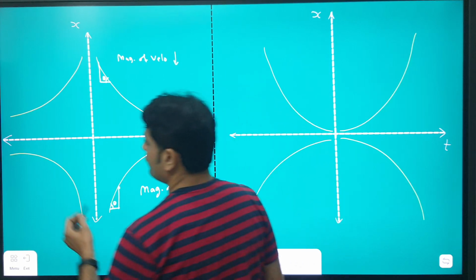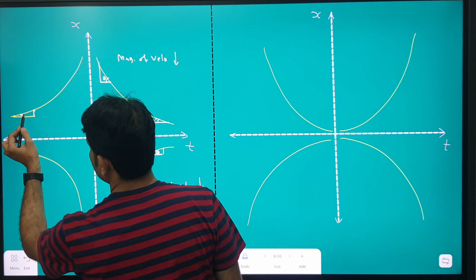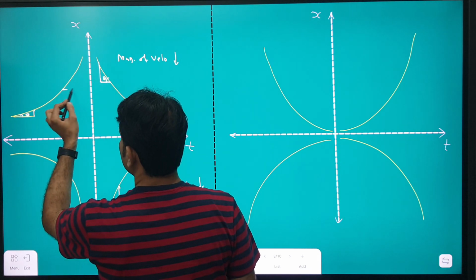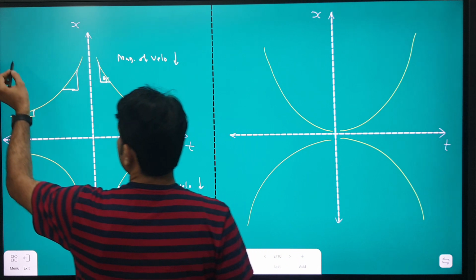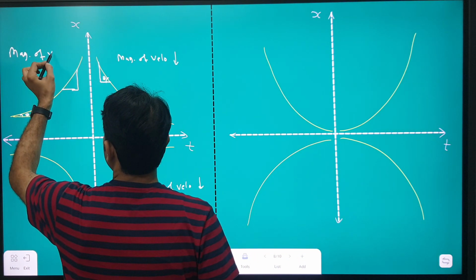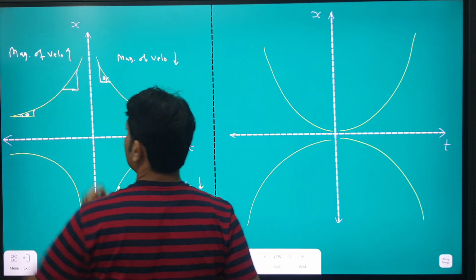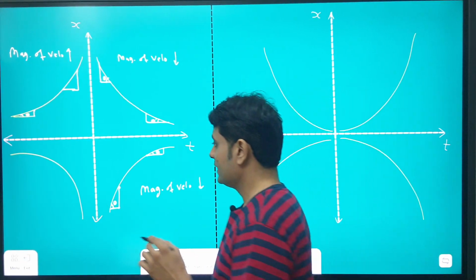Okay, again for this graph, let's see. Initially the slope is small, later on the slope increased. As the slope is increasing, we can say the magnitude of velocity is increasing. Why? Because with the increase in slope, the magnitude of velocity will increase.